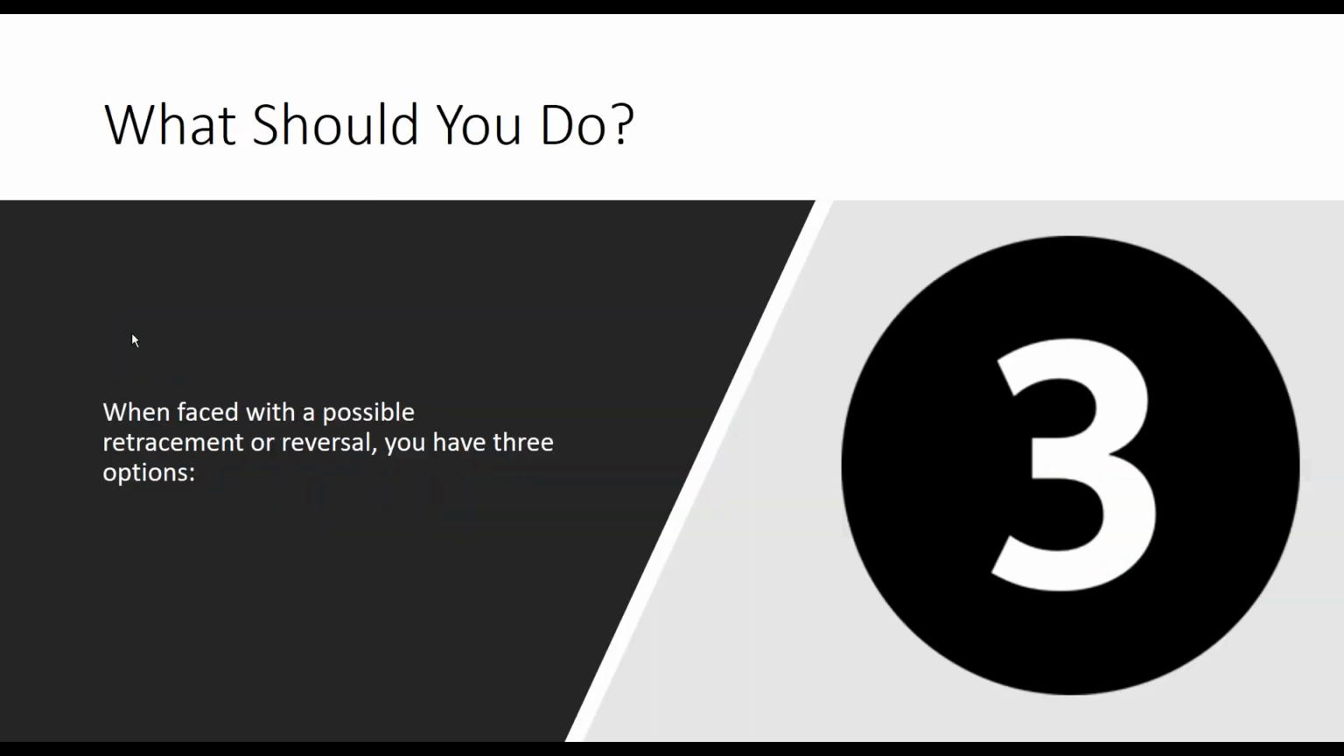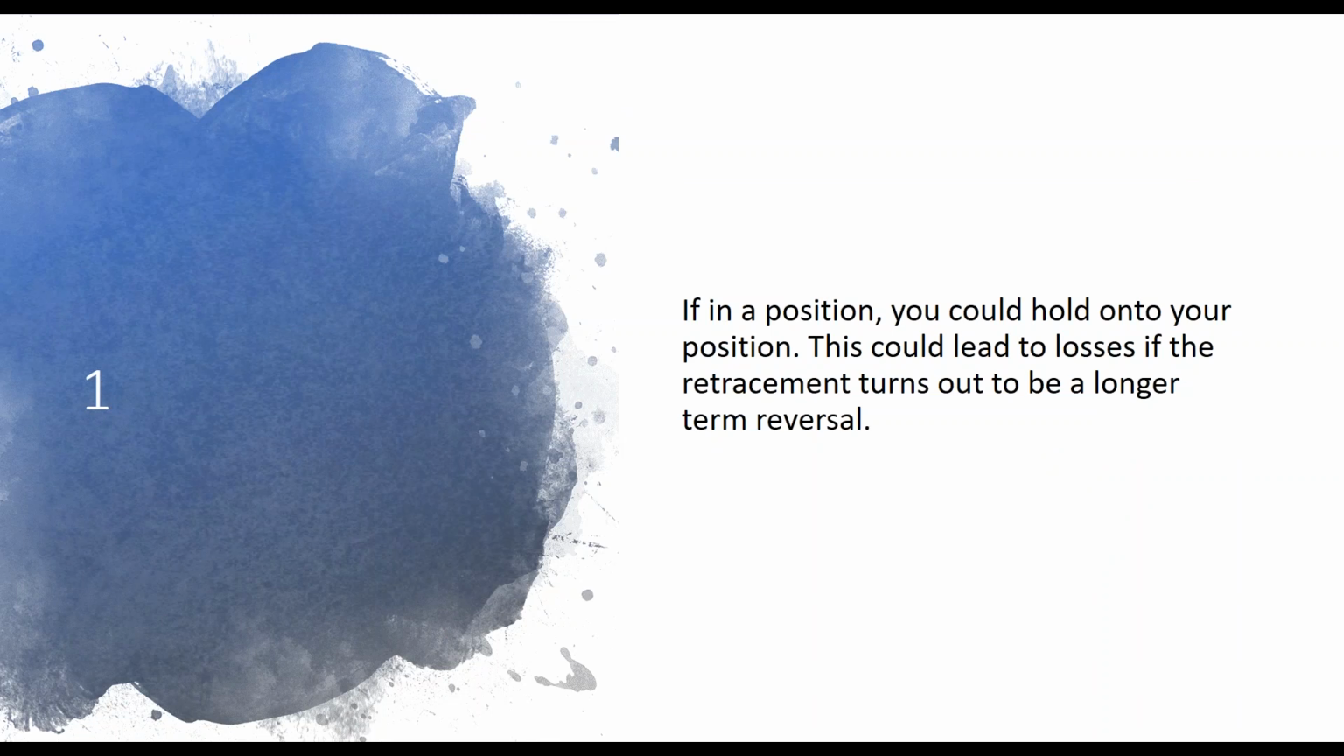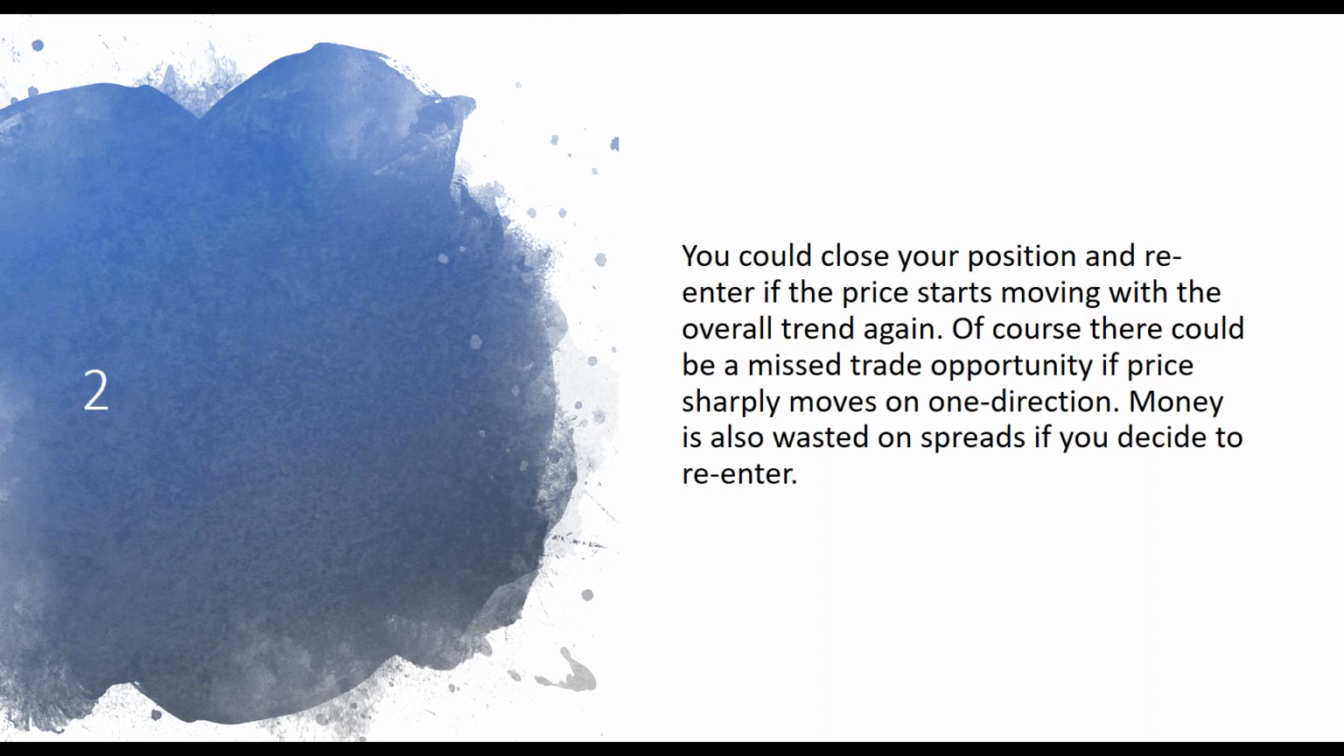So what should I do? When faced with a possible retracement or reversal, there are only three options you have. One, if you're in a position, you could hold on to your position. This could lead to losses if the retracement turns out to be a longer term reversal. But this is the point that you need to look very closely at your stop losses, your take profit points, and closely watch that asset.